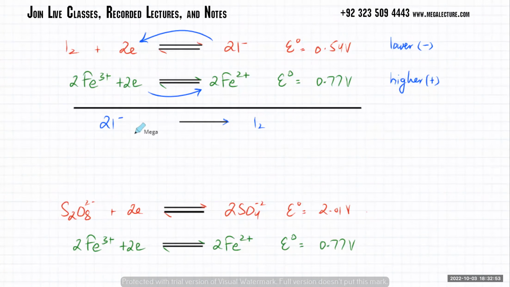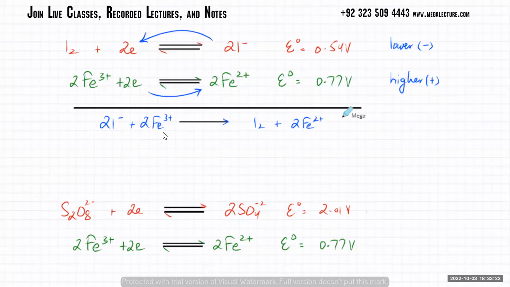Okay, what has happened now is that you've got I- turning into I2, right? And what happens to the other one, the 2Fe3+? That turns into 2Fe2+. Okay, so you've got a reaction going on. As soon as you added the iron ions, you had a reaction going on, and that reaction was a lot faster. Why? Because look at the charges on the ions.